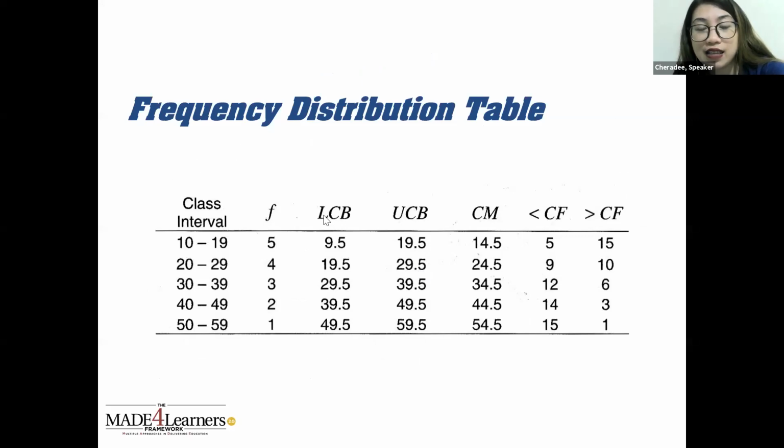But for greater than CF, it's greater than LCB. So LCB is 19.5. Which ones are greater than 19.5? These, right? So that's 4 plus 3, 7, 8, 9, 10. That's why greater than here is 10. Okay? Don't worry guys, I did not include this in the activity because it's a bit complicated.